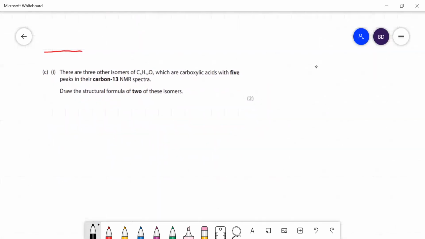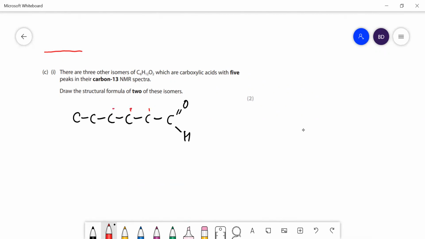Okay, there are 3 other isomers of C6H12O2, which are carboxylic acids with 5 peaks in their carbon-13 spectra. Okay, we've got to try and work out what they are. Right, so let's just think here, if we put 6 in a row, it's hexanoic acid, 1, 2, 3, 4, 5, 6, right, that would give us 6 peaks.